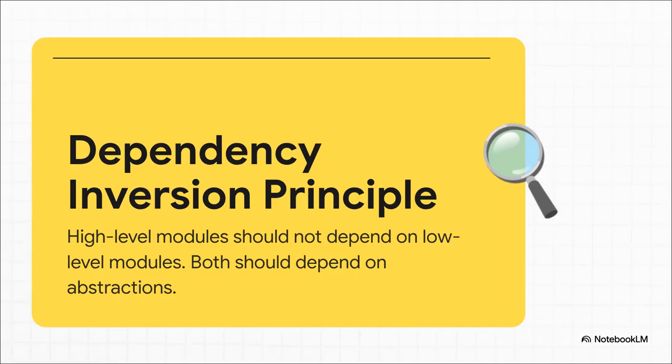And last but not least, we have D for the dependency inversion principle. This one sounds a little academic, but the idea is crucial. It says that your high-level code, the important business logic, shouldn't depend directly on your low-level code, like the nitty-gritty details of talking to a database. Instead, both of them should depend on an abstraction, like an interface.